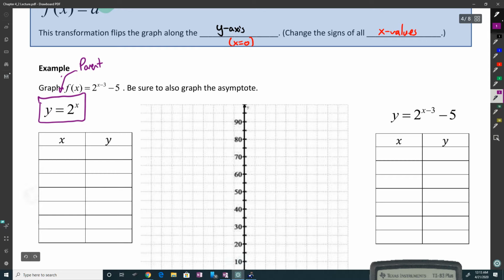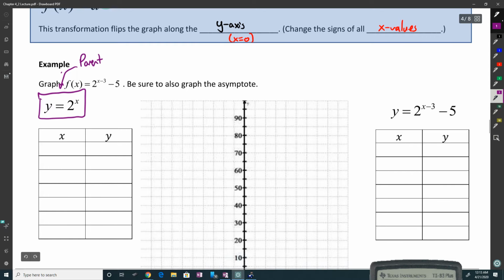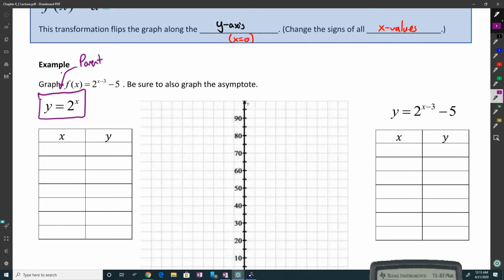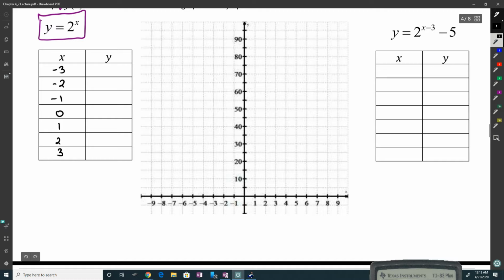Because I've got to know what the x and y values are doing before I change them. I got to know what they are first. So before I do anything, I notice that my base is 2, so my parent function is just 2 to the x. So I'm going to go ahead and just plot some points. And if I need to do more points because of the shifting, then I'll add more points as needed.